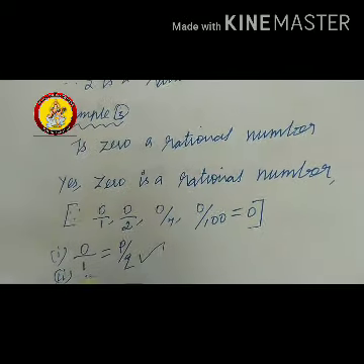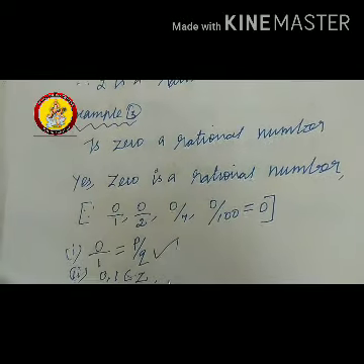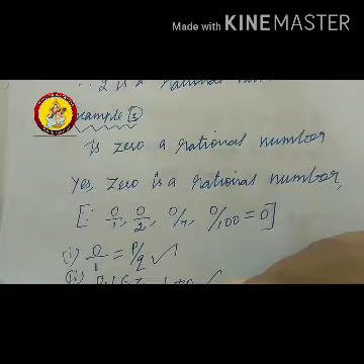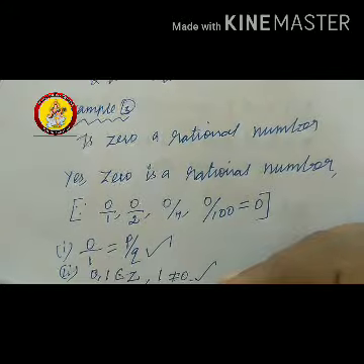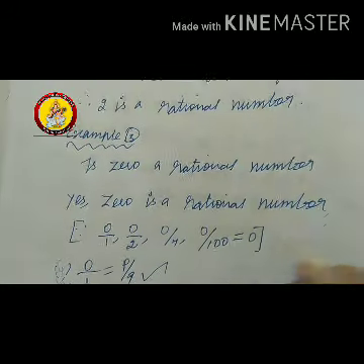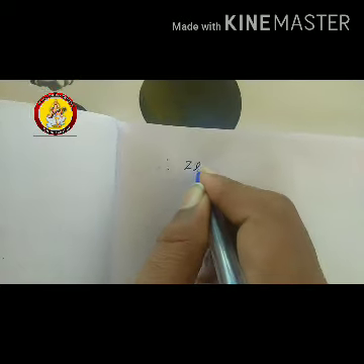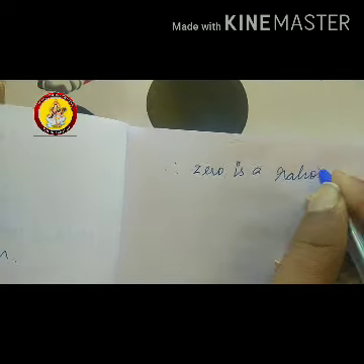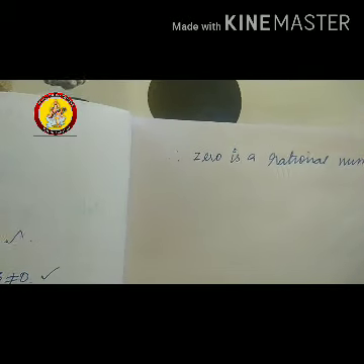0 and 1 belong to Z, and the denominator 1 is not equal to 0. The second condition is also satisfied. What's the third condition? Which has no common factors. 0 by 1 has no common factors. Therefore, 0 is a rational number.